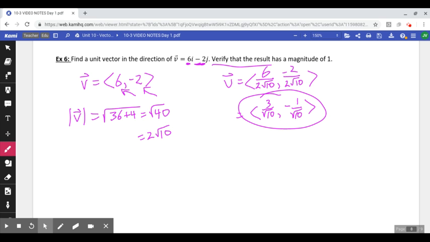We want to verify that the result has a magnitude of 1. And that kind of looks like a v. That should be a u. So the magnitude of vector u will be the square root of the x component, which is 3 divided by root 10, squared. And then -1 over root 10 is your y component. We need to square that. And we'll add those together and then take the square root.